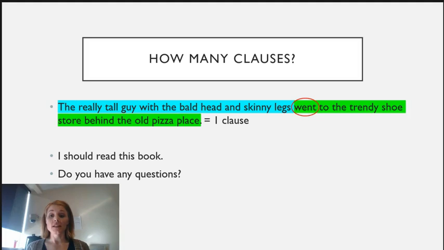So we have the sentence, I should read this book. That has 1 main verb, read. Should is an auxiliary verb. So this sentence contains 1 clause. Also in the example, do you have any questions? This also contains 1 main verb, have. Do is an auxiliary verb. Okay, so this sentence also has just 1 clause.